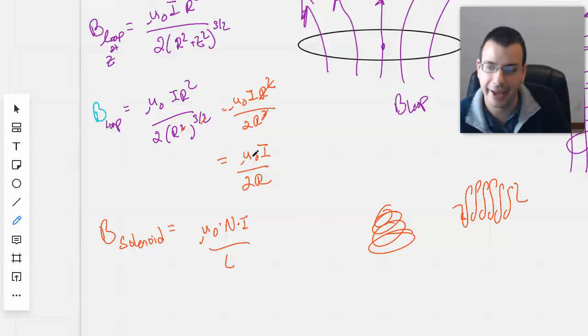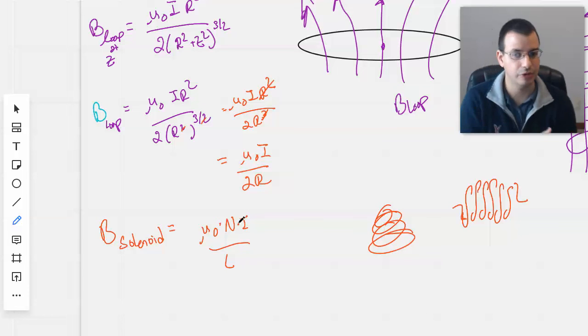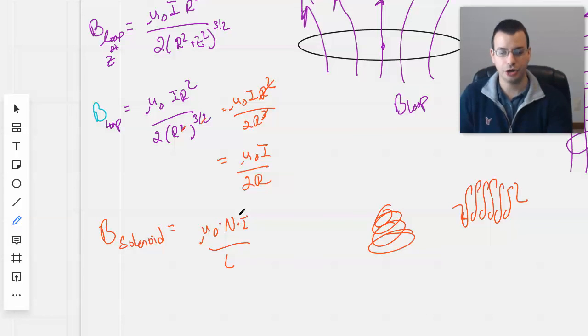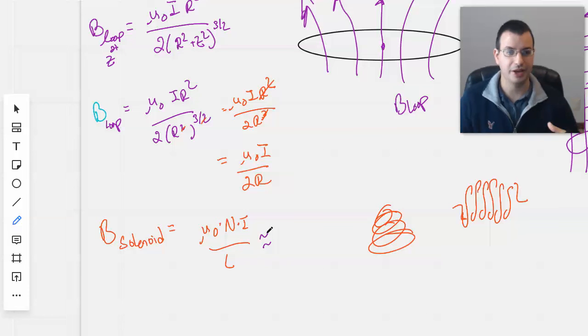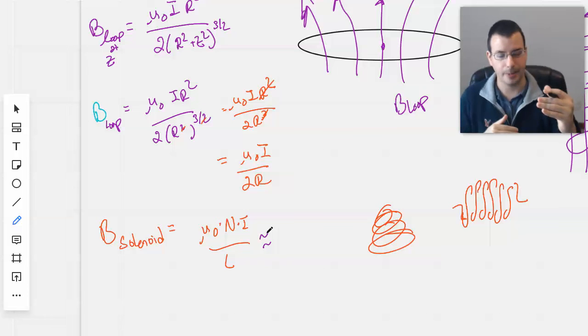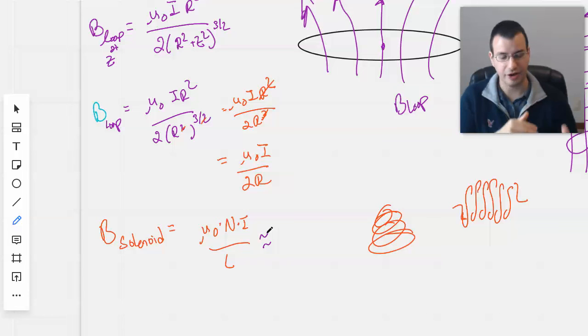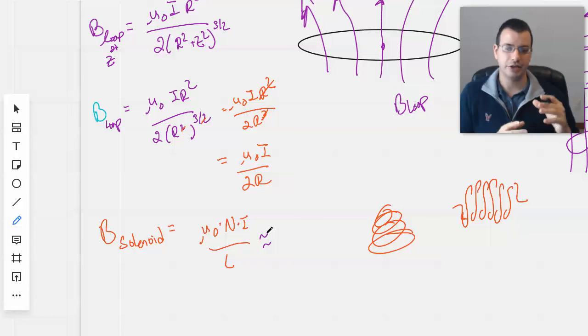So for a loop, you have mu naught I, and then n for the number of loops. But then you're also going to want to divide by L, which is the length. There's some approximations involved here. You're going to want to divide by the length of the solenoid, so that if you have a very big solenoid, it's going to detract from how powerful a magnetic field is. And so you want very tight loops of wire.